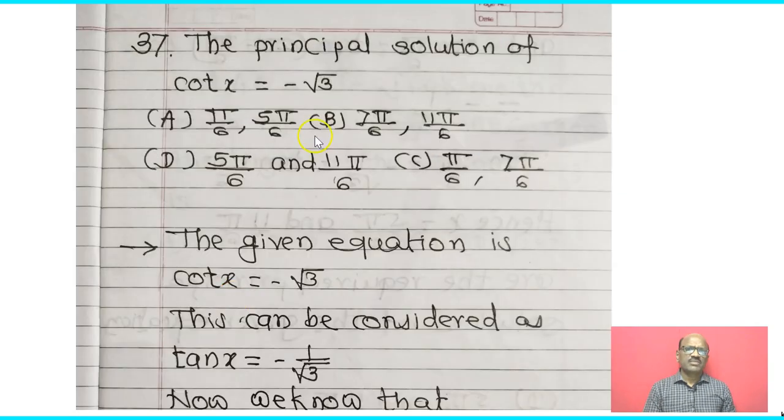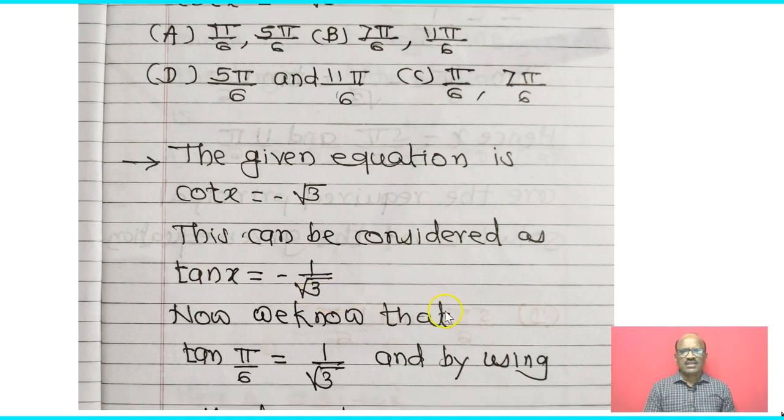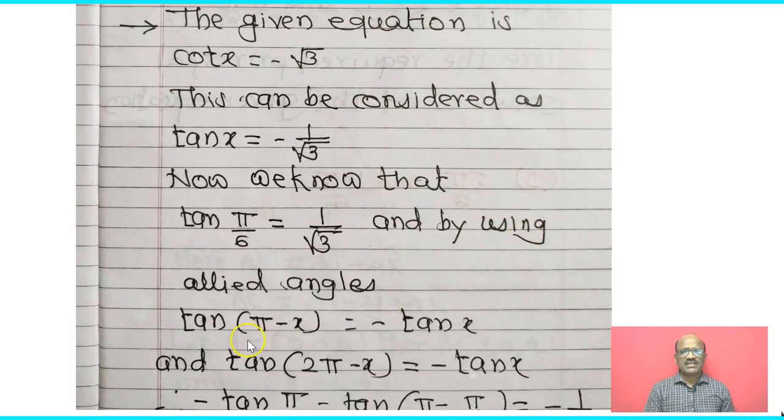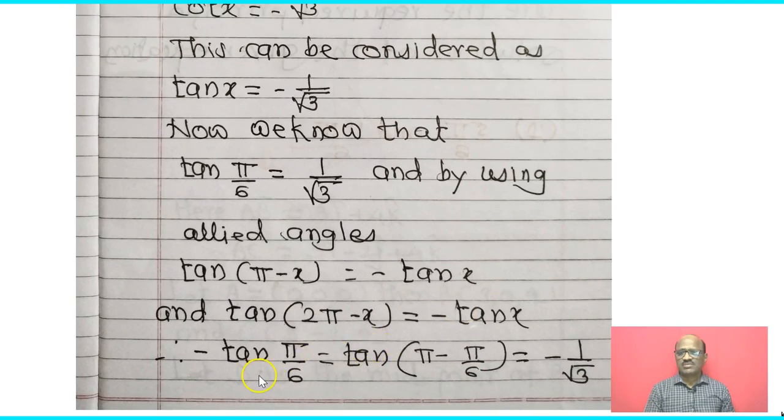Now next, find the principal solution of cot x equals minus root 3. The given equation is cot x equals minus root 3. This can be considered as tan x equals minus 1 upon root 3. Now we have tan of pi by 6 equals 1 by root 3, and by using the allied angles, tan of pi minus x equals minus tan x, and tan of 2 pi minus x equals minus tan x. Now the value of x is pi by 6, and now simplify.